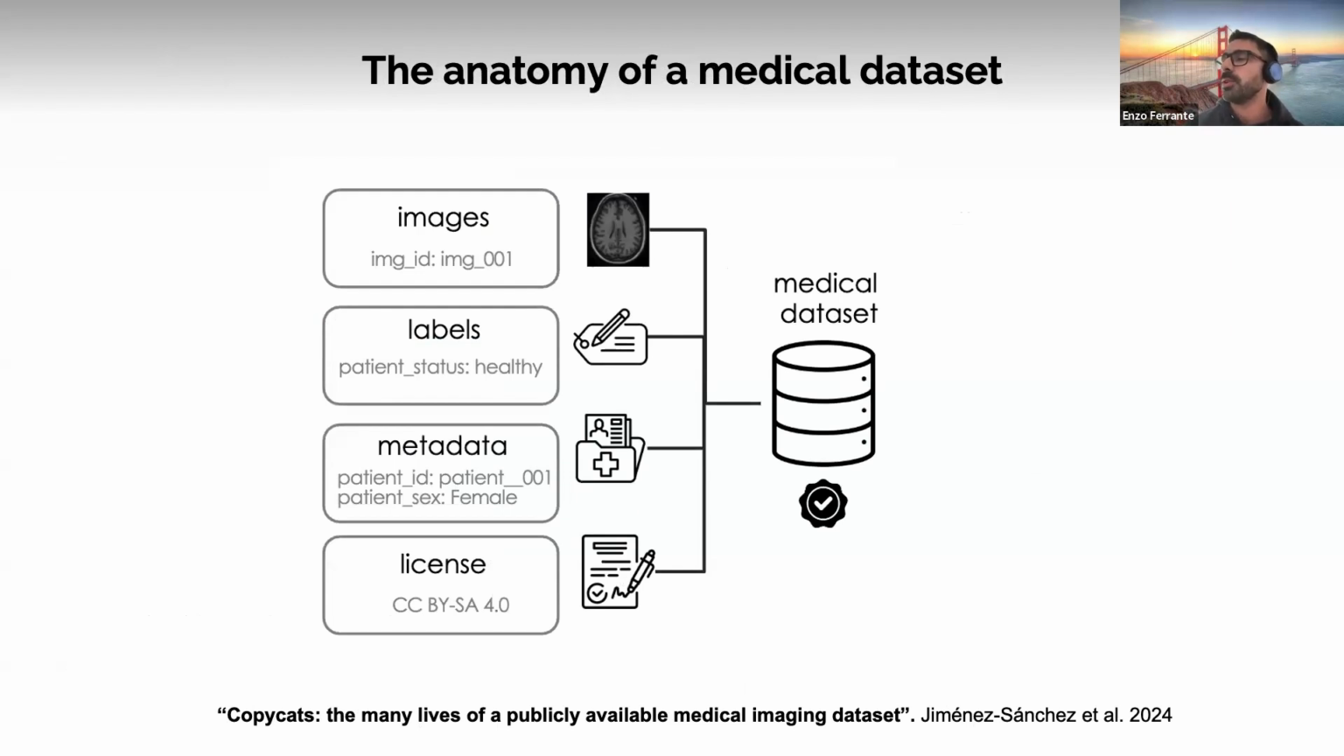And when we think about a medical imaging data set, as we are working here, of course, we will have images, we will have metadata, we will have labels, and we will have a license associated to it. That's the anatomy that Amalia was defining in this paper, and I really relate to that. Today, we will be focusing on the labels part.